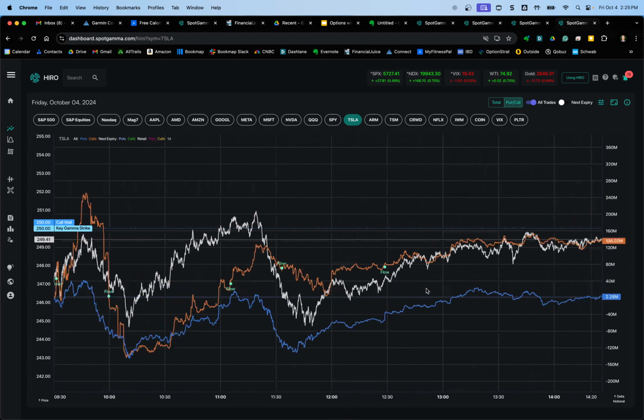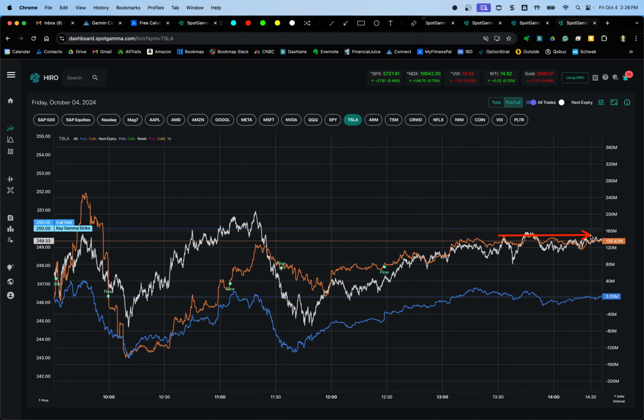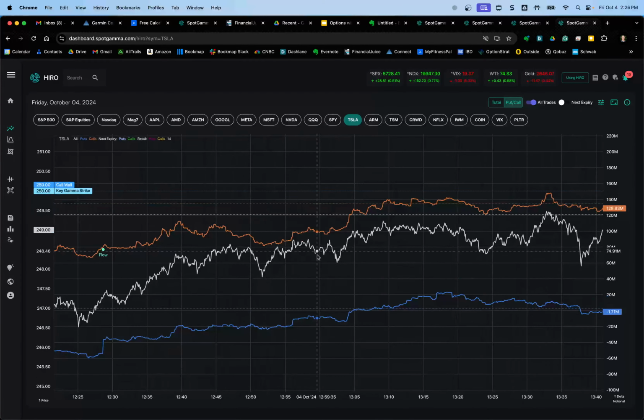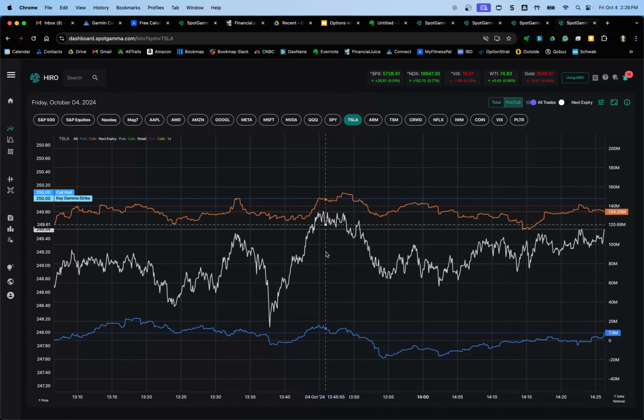driven by options trades. So right now, it looks like Tesla may be, again, trying to grind its way back up to the 250 level. Although these lines have leveled off. Pretty much flat now. Let's zoom in on this. Yeah, pretty flat. So blue line, put line, orange line, call line, pretty flat. So not a lot of boost from the options market now.